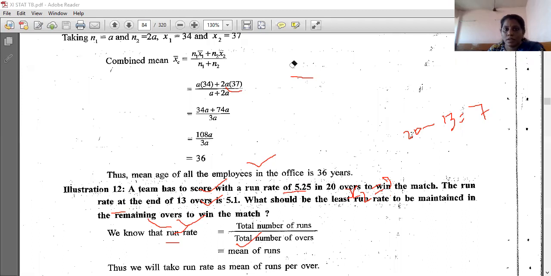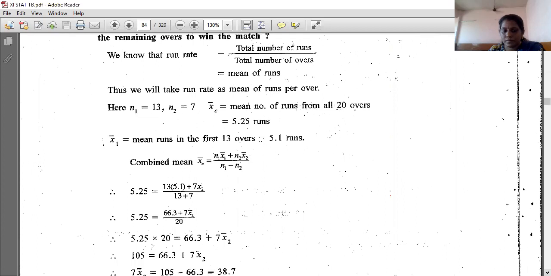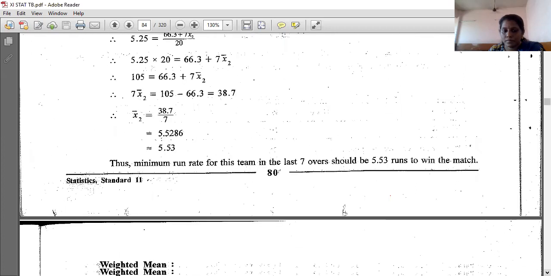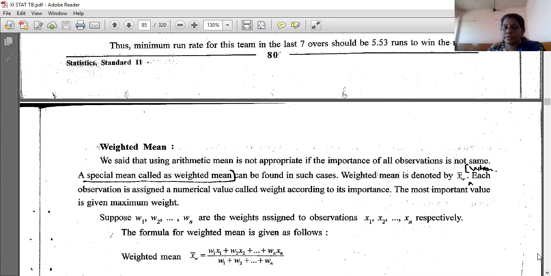Now let's see the next sum. Let me rub this. Now the next sum, that is illustration number 13. Okay, only 12 illustrations are there, based on our combined mean. Only 3 illustrations they have given.